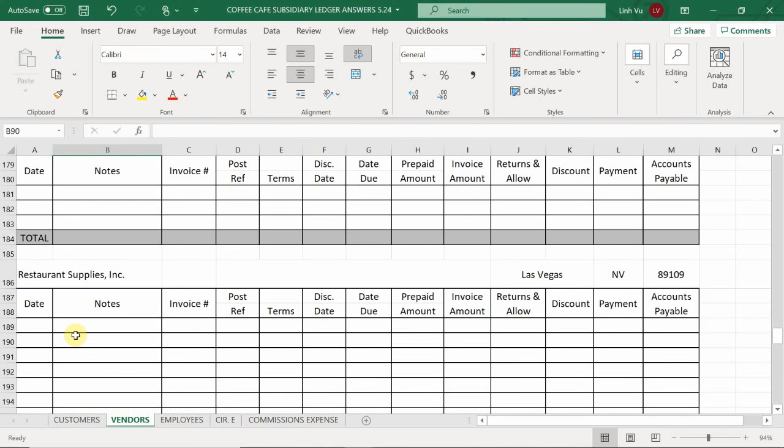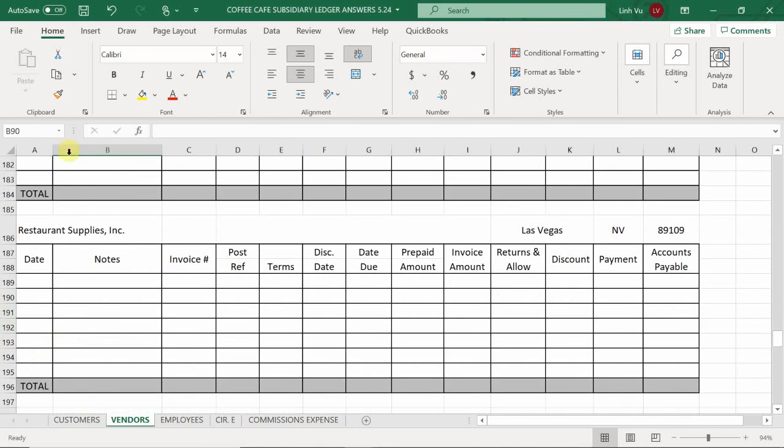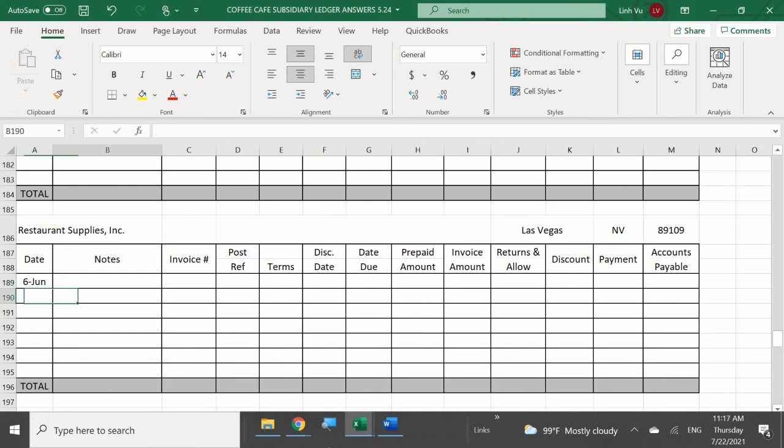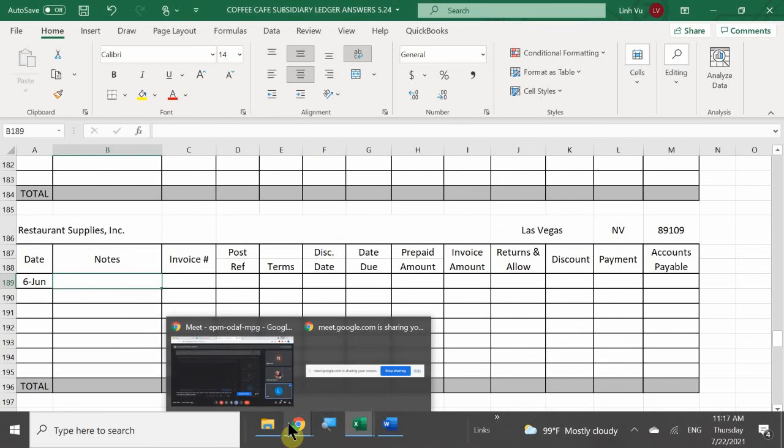Robinson Restaurant Supplies. Here we are. So 6 once again. And this is where your notes is going to be placing all that information that we just had earlier, right? We need to put the account number in there. We need to put information such as what my terms are, right?